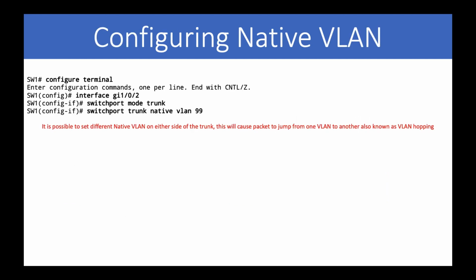To configure native VLAN, we need to define the port as a trunk port and then use the command switchport trunk native vlan, VLAN ID. Native VLAN IDs on switch 1 and switch 2 on either side of the link can be different, but this will cause the packet to jump from one VLAN ID to another VLAN ID, and this is known as VLAN hopping, and this can cause a security issue also in the network.